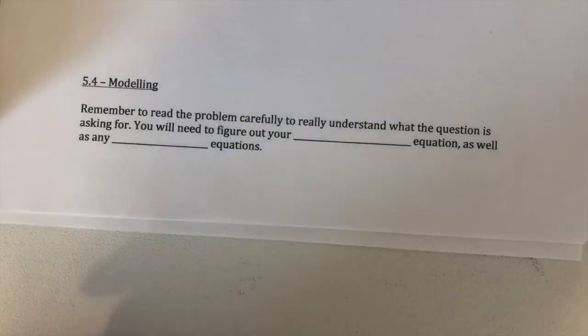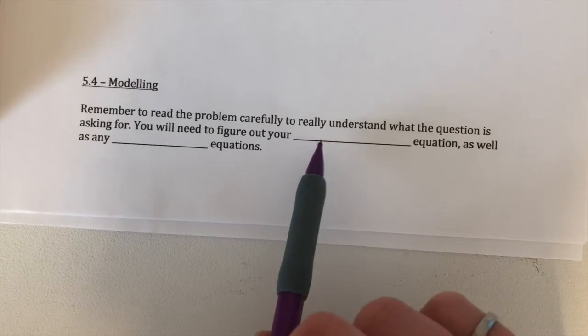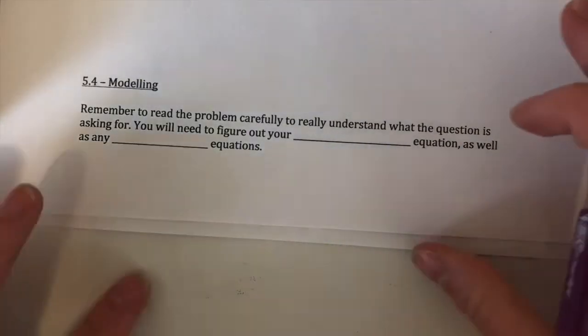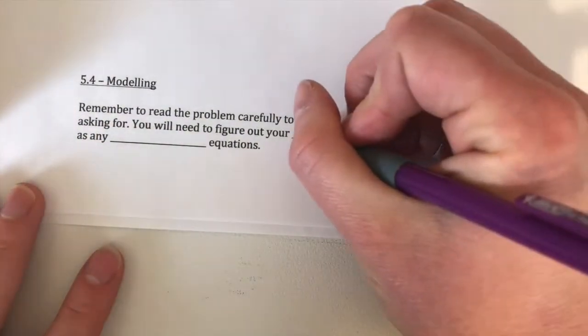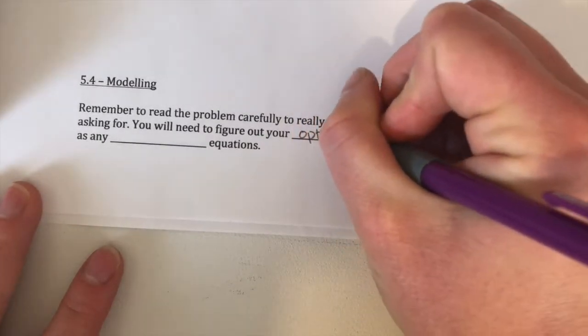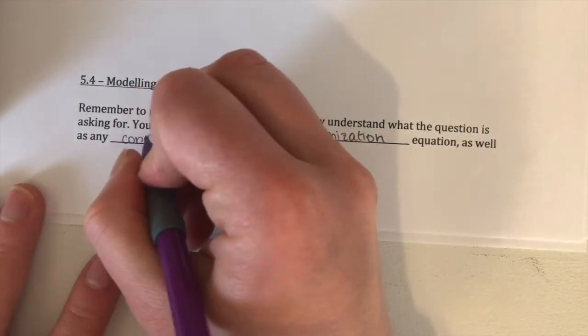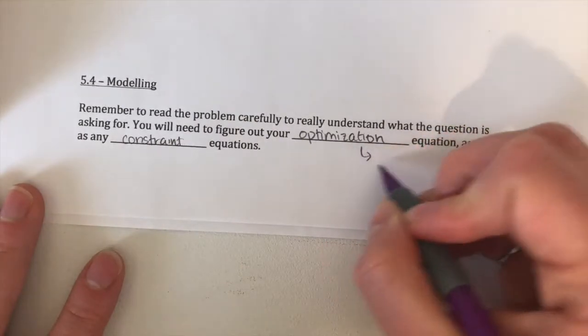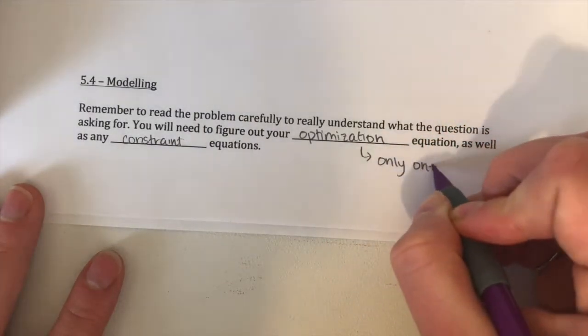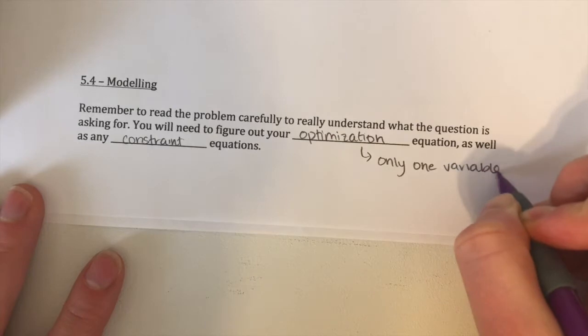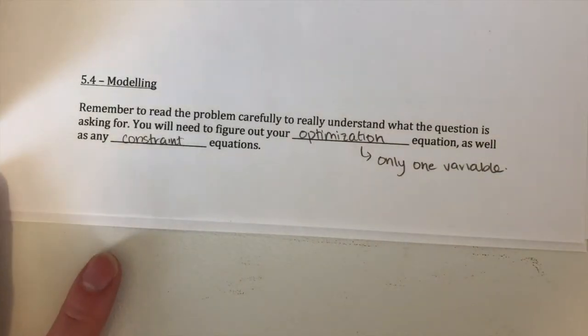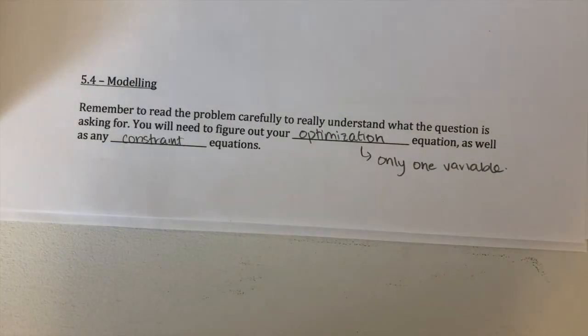Okay, our next topic was modeling. So remember to read the problem carefully to really understand what the question's asking for. You will need to figure out your optimization equation, which one you actually want to get the derivative of, as well as any constraint equations. So remember that the reason why we have constraint equations is we want only one variable, right? So we don't want area equals base times height. We want area is equal to just a function of b or h or whatever it is.